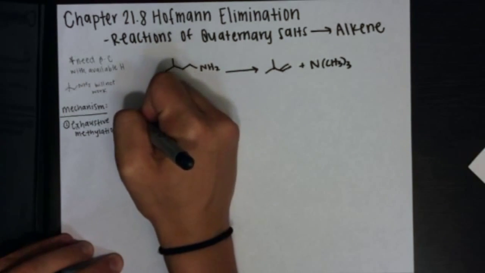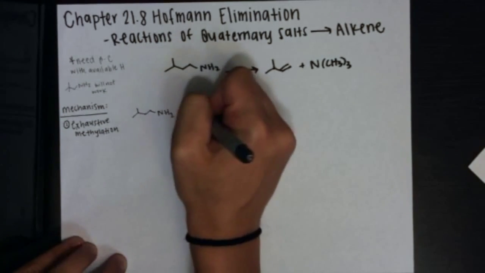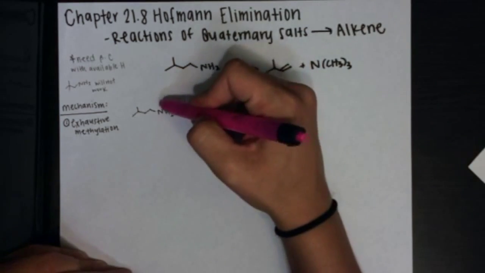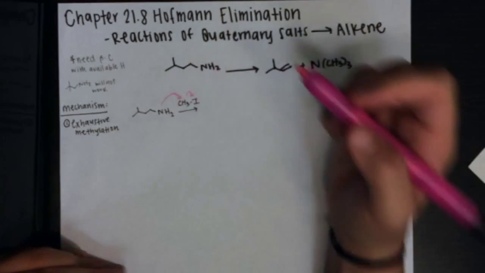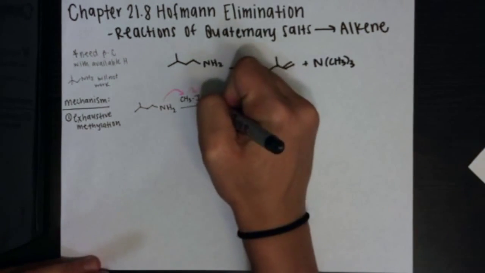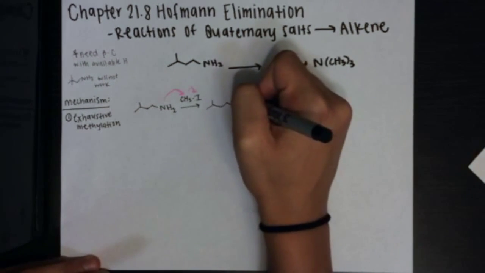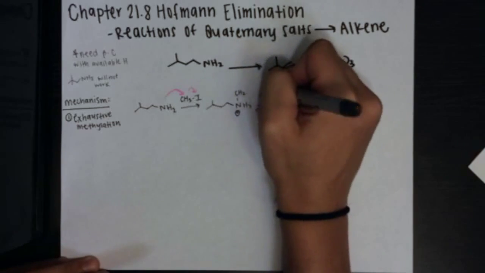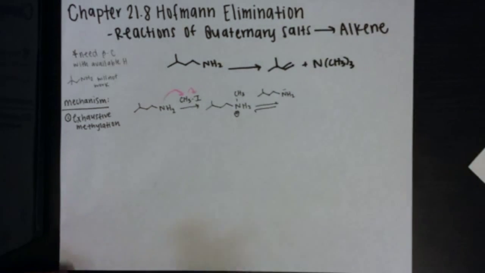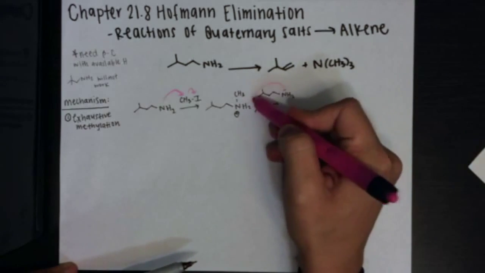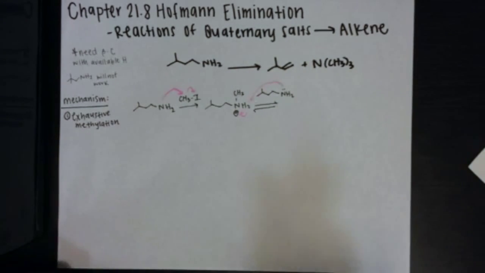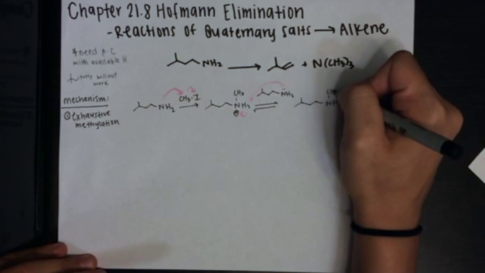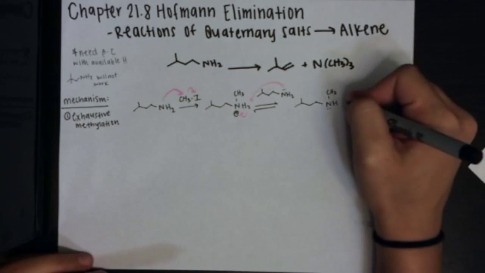So the first step is exhaustive methylation. The lone pair of electrons on the nitrogen attacks the methyl group in methyl iodide, and then the electrons are pushed onto the iodine. In this next step, it'll have a positive charge on the nitrogen because it still has those 2 hydrogens as well as a methyl group.